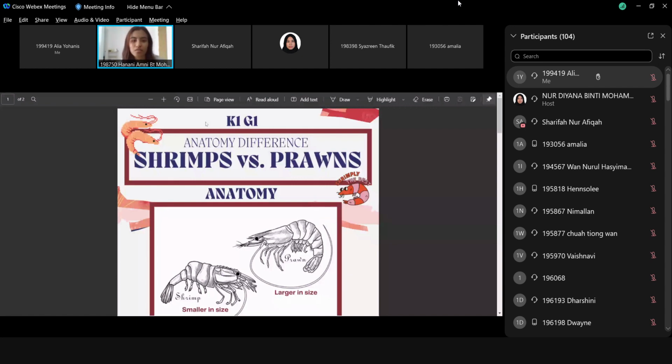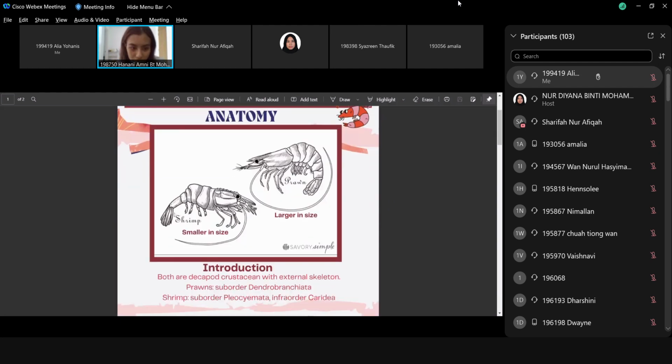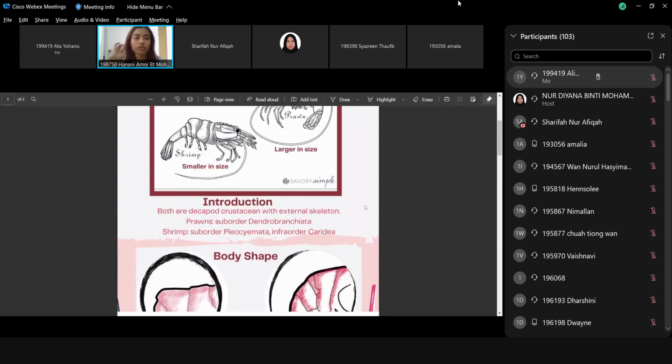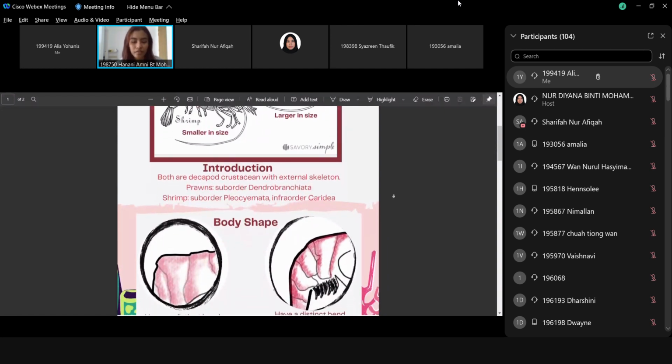Okay, so we are from Group 1, and we're going to explain the anatomy difference of shrimps versus prawns. From the poster, we can see that prawns are larger compared to shrimp in size. Both are decapod crustaceans with an external skeleton. Decapod means they have 10 legs. The difference between the two is that prawns are of the suborder Dendrobranchiata, while shrimp are of the suborder Pleocyemata with the infraorder Caridea.